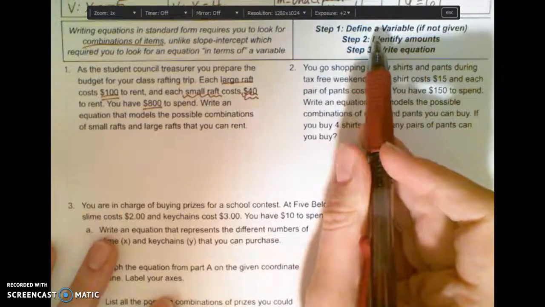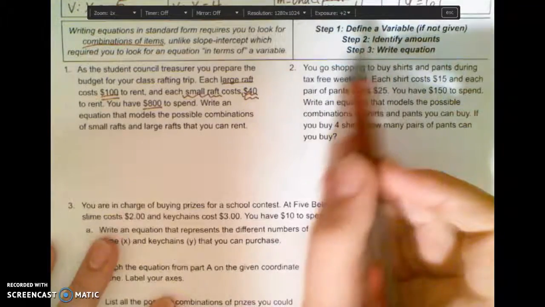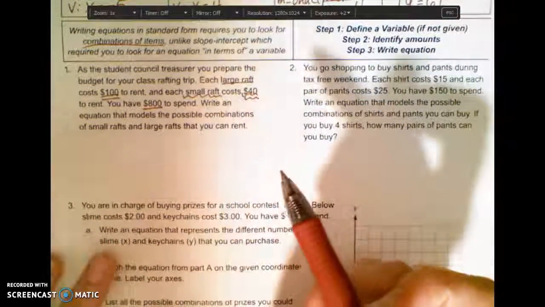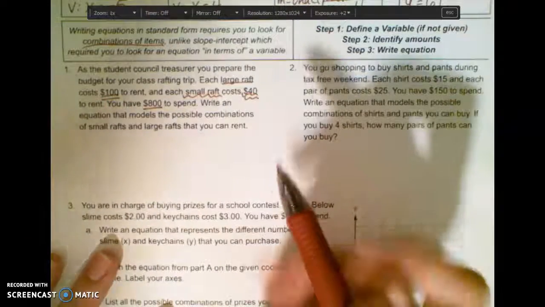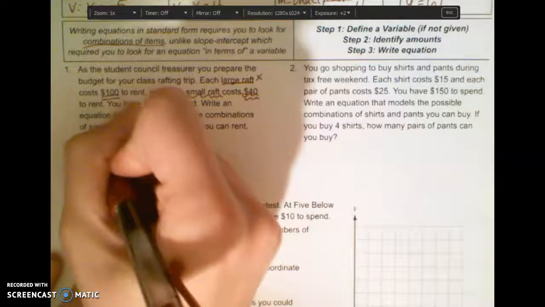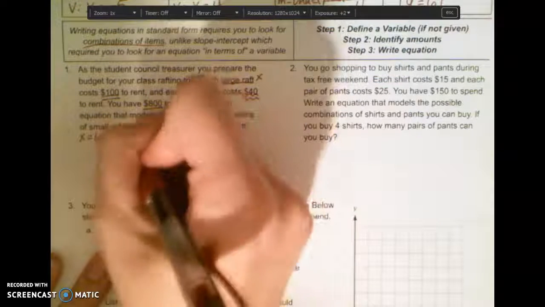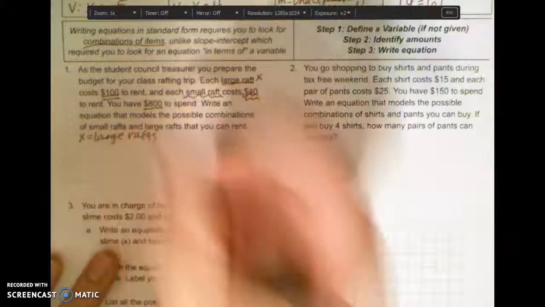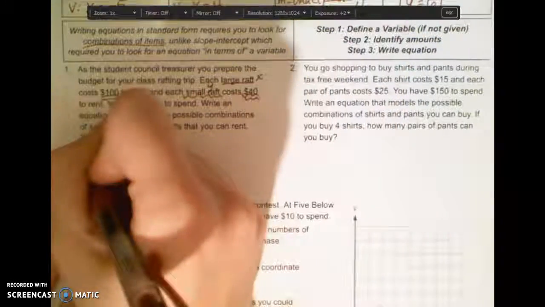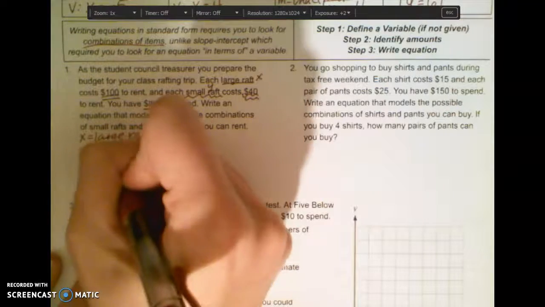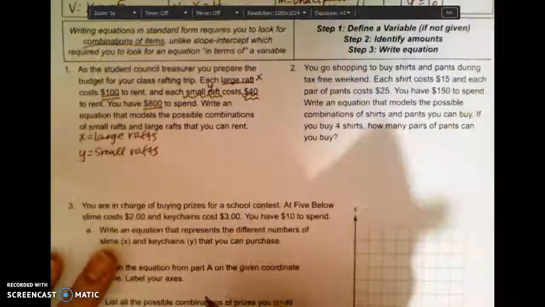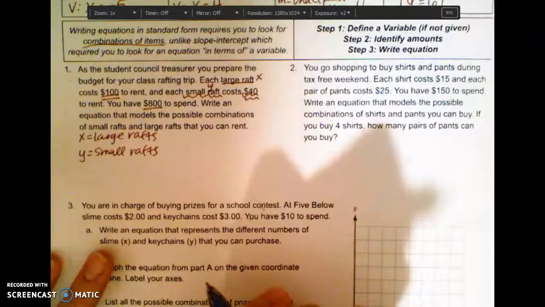So first thing we need to do is define our variables. Let's call one x and let's call one y. You could also call them L and S for small and large. So I'm going to call my large rafts x, and I'm going to call my small rafts y. All right, so I have x and y.